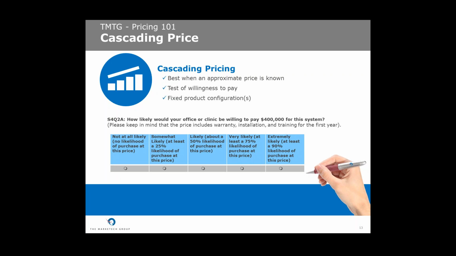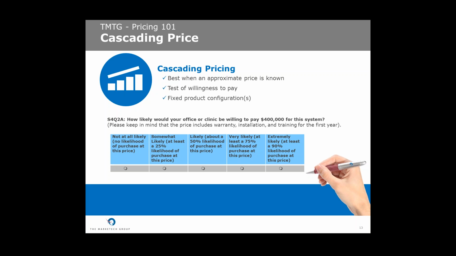Cascading price is quite straightforward. You determine your price range, and you ask, how likely would your office or clinic or your hospital or you be willing to pay, in this case $400,000, for this system? You've already described it fully. Pictures are worth 1,000 words. A very succinct description of your product gives all the information necessary, and you've identified what's included in that price. In this case, they've already seen it, but the survey respondents are reminded that it includes the warranty, installation, and training for the first year.